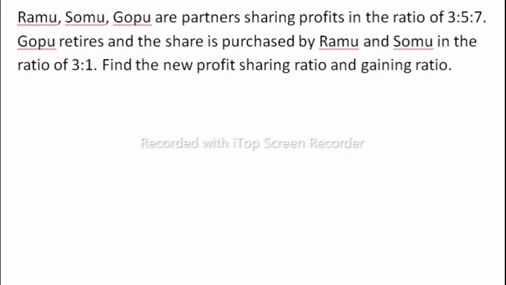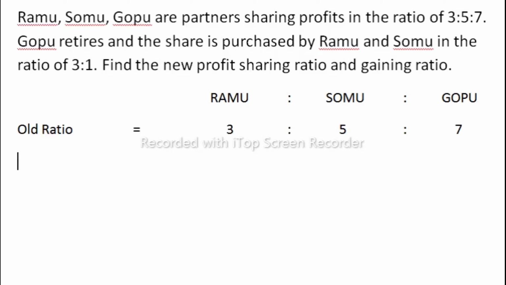The sum goes as Ramu, Somu, Gopu are partners sharing profits in the ratio 3:5:7. Gopu retires and the share is purchased by Ramu and Somu in the ratio of 3:1. We have to find the new profit sharing ratio and the gaining ratio. So first let's write whatever they have given. This sum is a partial gain, that is Ramu and Somu are going to gain in the ratio 3:1.